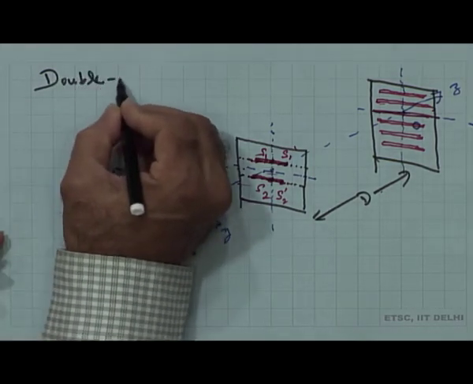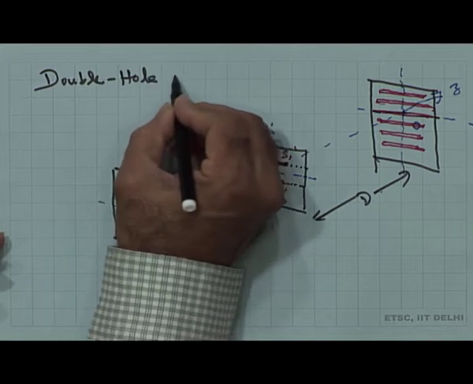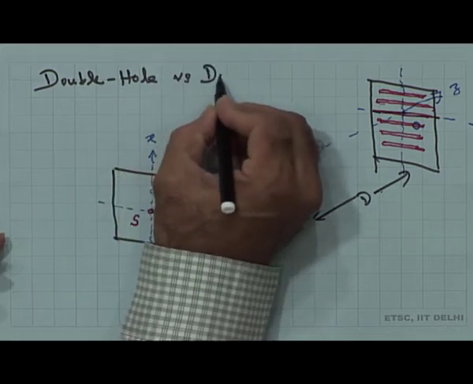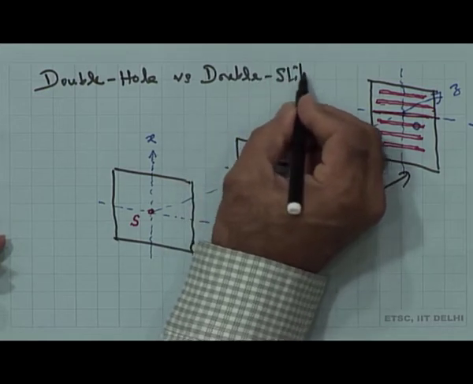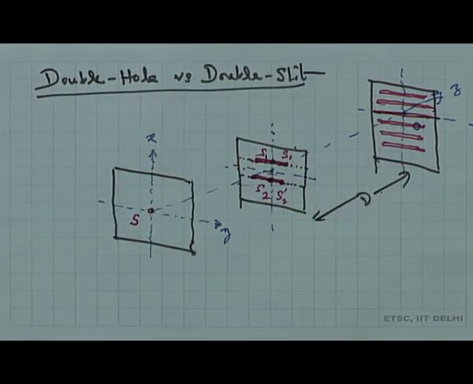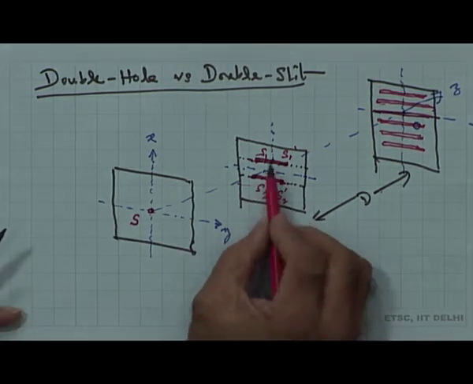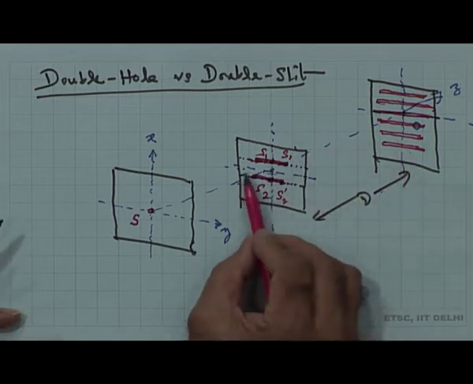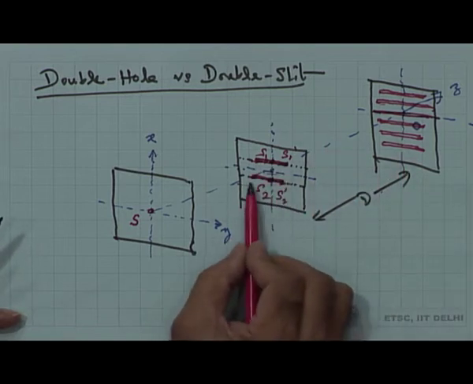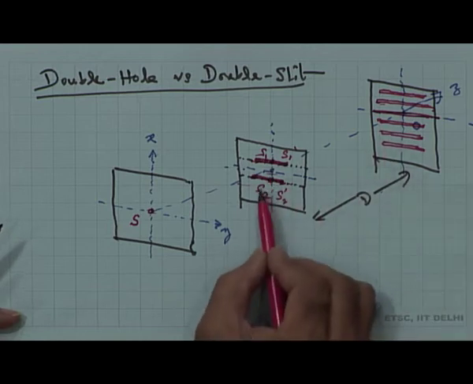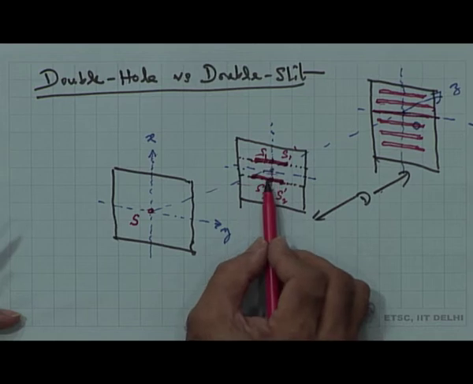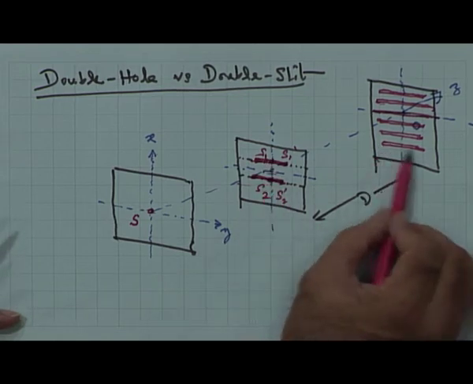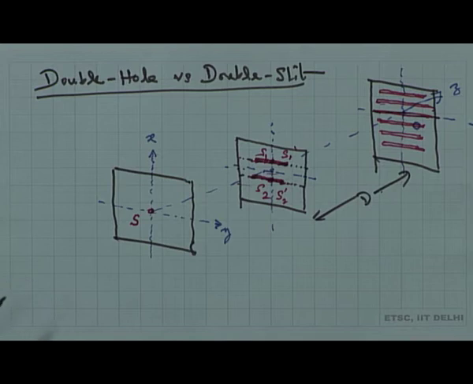So, double hole versus double slit, in the Young's interference arrangement. If we have two slits here, the only good thing is that the amount of light entering through the two slits is much higher than that which would have entered through only two holes, and therefore, the fringes will be bright in this case.